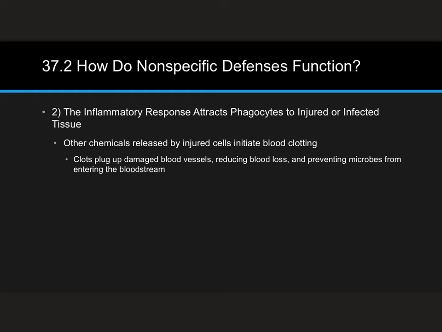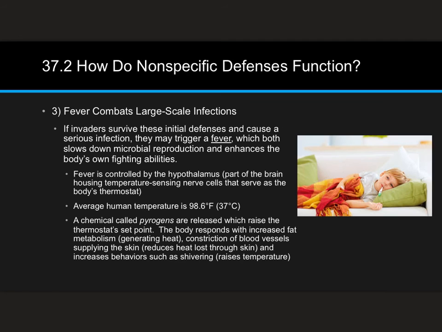So clots plug up damaged blood vessels, preventing blood loss and preventing microbes from entering the bloodstream. So let's say that pin from the previous picture had penetrated all the way through to a blood vessel. You're going to get clots forming. Okay, it's going to make sure that you stop bleeding and prevent anything that was in there from getting into the bloodstream. Sepsis is a pretty nasty disease to get, which is a blood-borne illness. So you don't want stuff getting into your blood, and this is how it stops doing that. So blood will clot up.